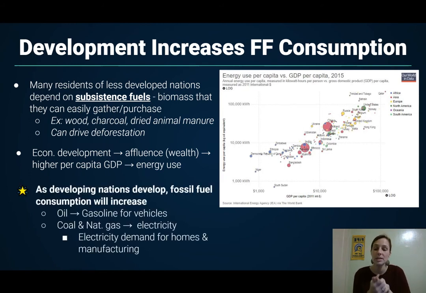So as these developing nations develop more, fossil fuel consumption is going to increase, because remember that fossil fuels are the biggest source of energy right now. As we get more countries needing more energy, you're going to need more fossil fuels. You're going to need more oil for the gasoline for the cars that they can now purchase. You are going to need more coal and natural gas for the electricity in the homes and also for the larger scale manufacturing on an economic level. And so development is going to lead to increased energy, which is going to lead to increased need for fossil fuels.